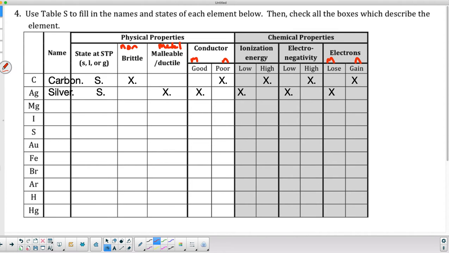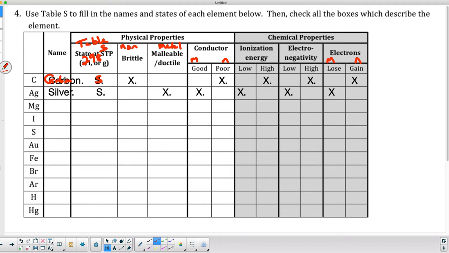So carbon here, I write down carbon's name, C-A-R-B-O-N. That's a solid at room temperature. You can tell that by looking at Table S, and that would be the melting point. If the melting point is higher than 298, then it would be a solid.